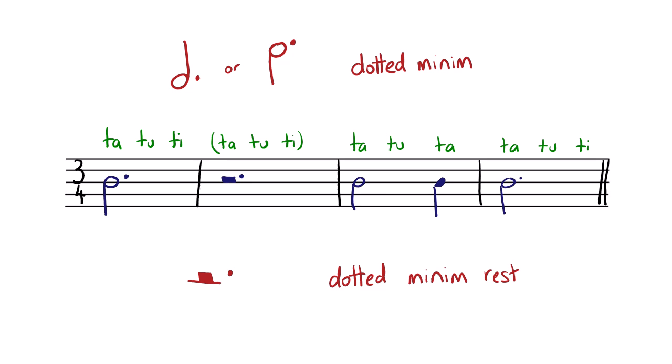Here's what this line of music, involving dotted minims, minims and crotchets, sounds like. Ta, tu, ti, ta, tu, ti, ta, tu, ta, ta, tu, ti.